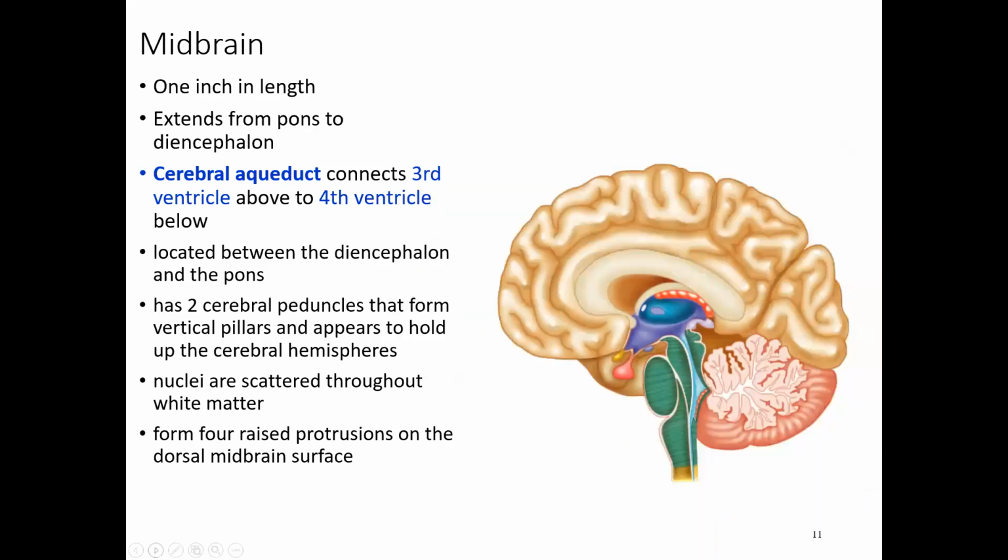Now, in the middle of the midbrain is that blue structure. That is the cerebral aqueduct. It's a passage for the cerebrospinal fluid. It connects the third ventricle to the fourth ventricle. This is the fourth ventricle right here. This is the third ventricle up here. It is found between the diencephalon, which is the thalamus and hypothalamus, this blue and purple structure. This is the diencephalon here. It's often referred to as the cap to the brainstem. And the pons, this is the pons down here, this big green oval.